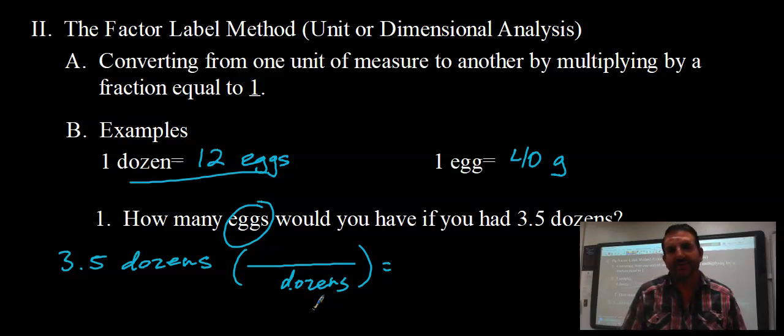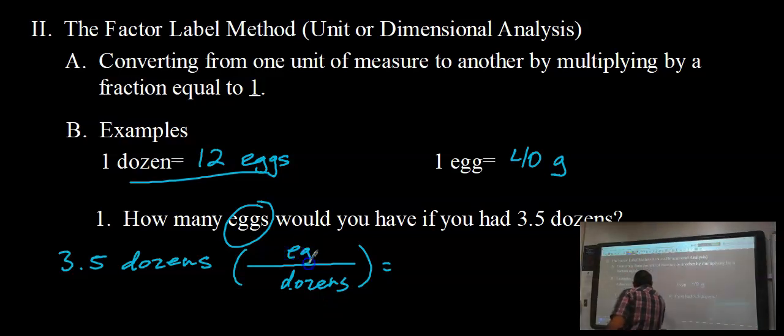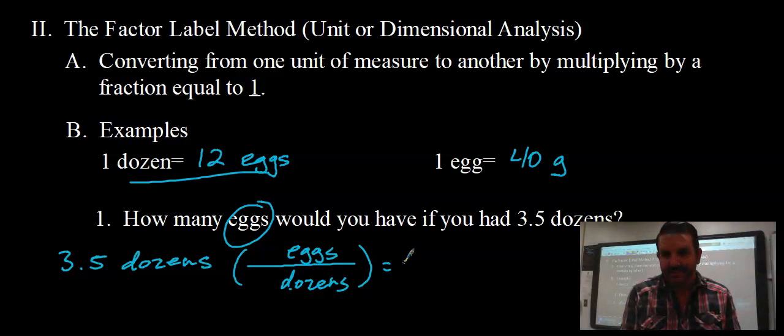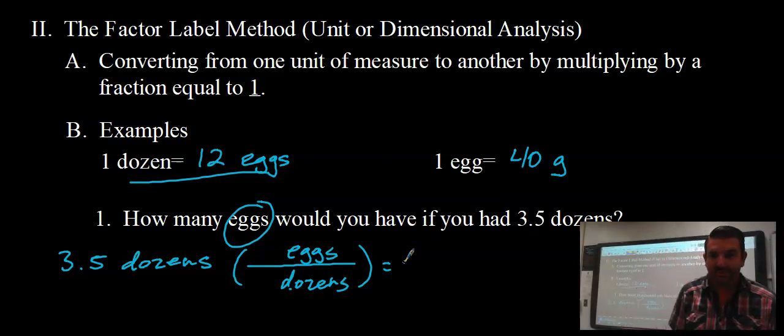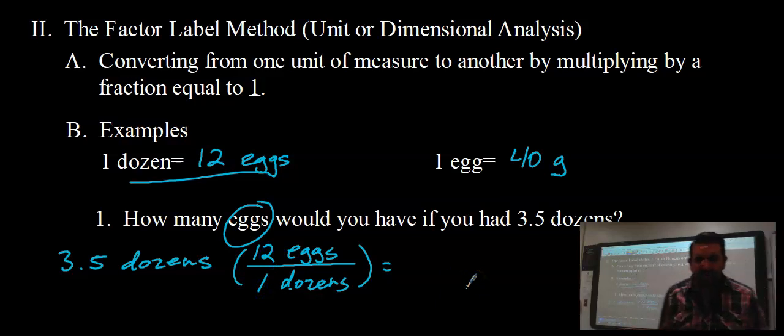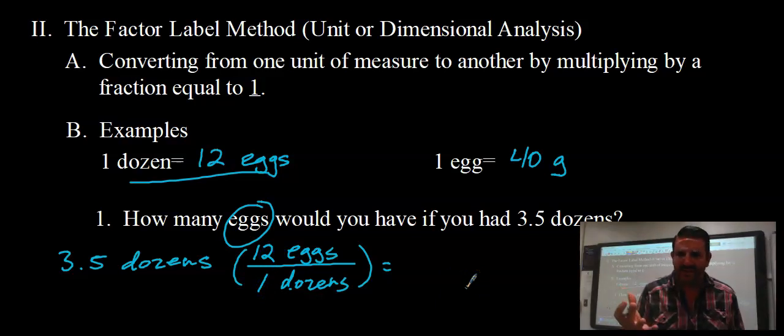All right, what are we trying to find? We're trying to find eggs, so the unit you want to convert to, that goes on top. Next, what is the relationship between eggs and dozens? All right, there are 12 eggs per 1 dozen. So again, remember that 3.5 dozens is really a fraction too. I'm going to write it this one time as a fraction. Never again after this, but I just want to prove to you that it is a fraction.